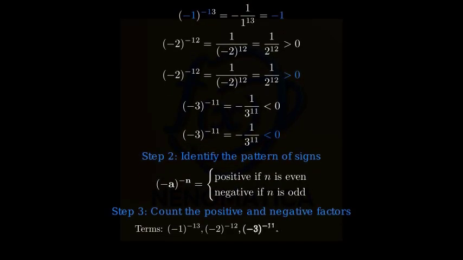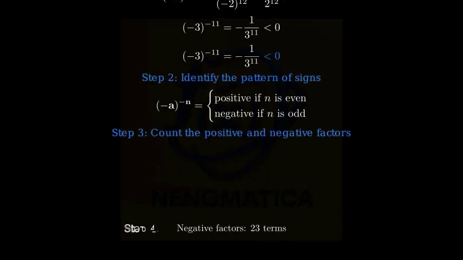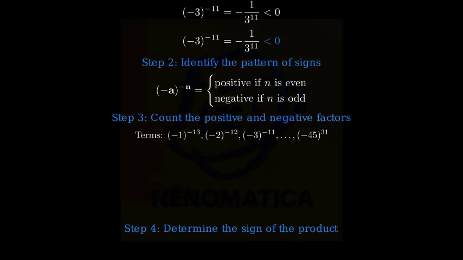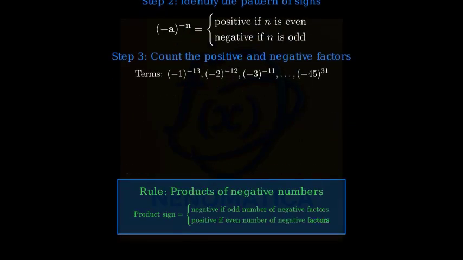We have exponents from negative 13, negative 12, negative 11, all the way to positive 31. Looking at all 45 terms, we need to count how many have odd exponents, which would give negative results. Now, to determine the sign of the entire product, we need to remember another rule. When multiplying numbers, an odd number of negative factors results in a negative product, while an even number of negative factors results in a positive product.